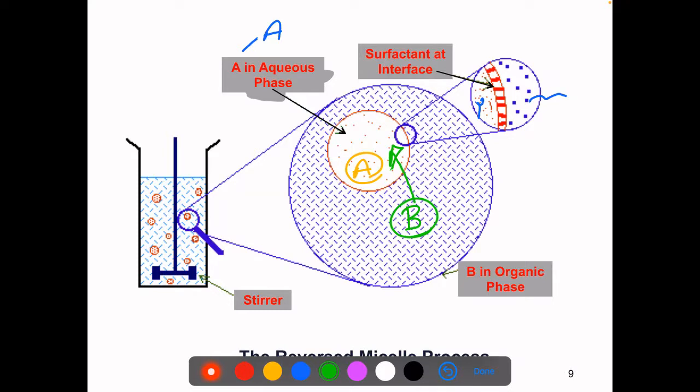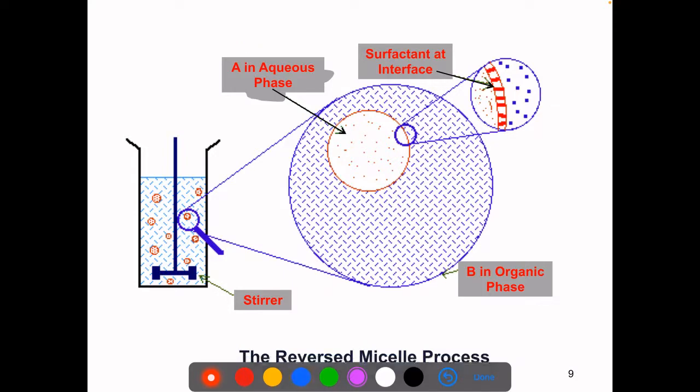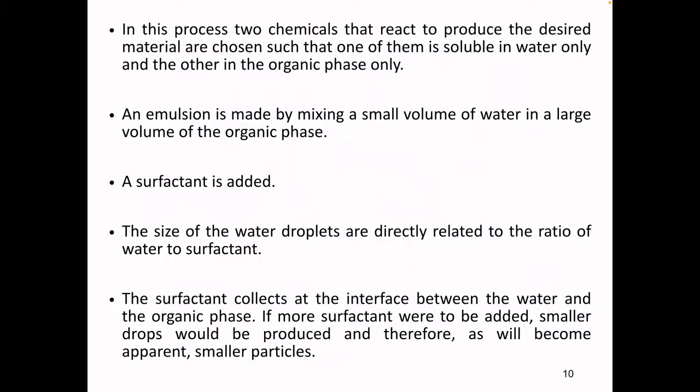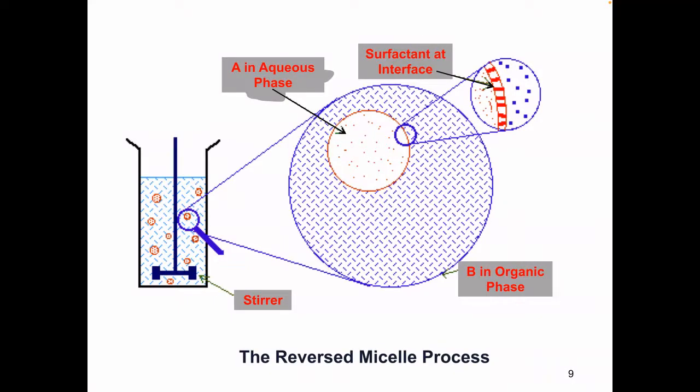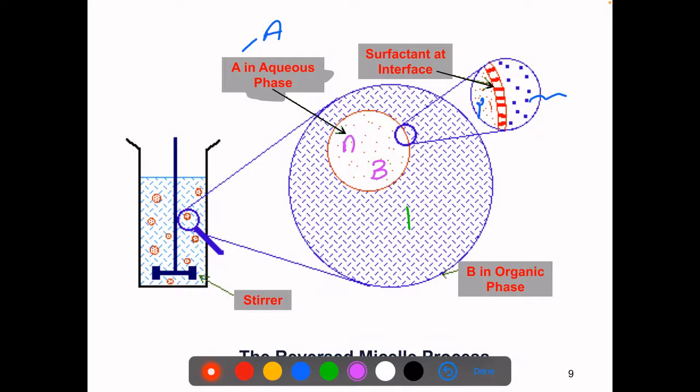And what is my reaction chamber? This is the whole reaction chamber, okay? And basically everything goes in a stirrer, just like that. So what I had done here is, in this process, we have two chemicals that react to produce the desired material, chosen such that one of them is soluble in water, the other one is soluble in organic phase. So here I will have my B and then my A is already here, and these things will come together in this little chamber to produce C.